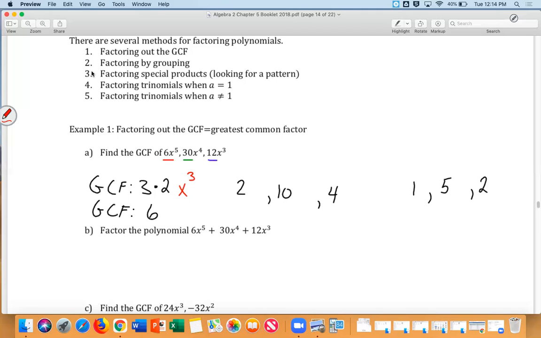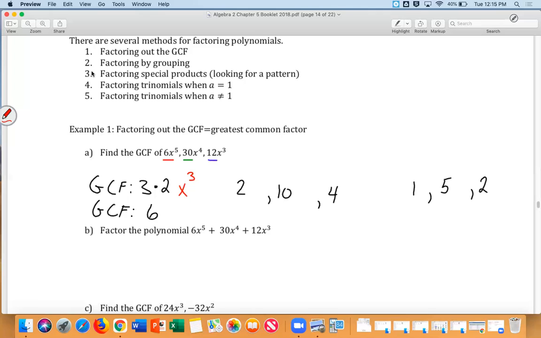The greatest common factor for variables is kind of the opposite of what you think. It's always going to be the lowest exponent. Do you see how here was x cubed? So I took out x cubed because it was the lowest. I couldn't take out x to the 5th because I can't take 5 away from 3. Does that make sense?